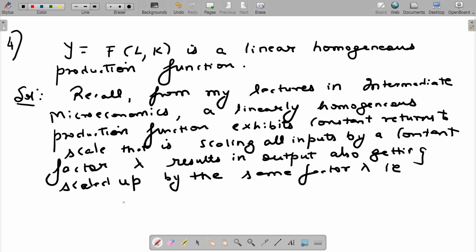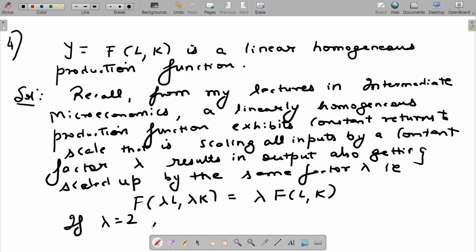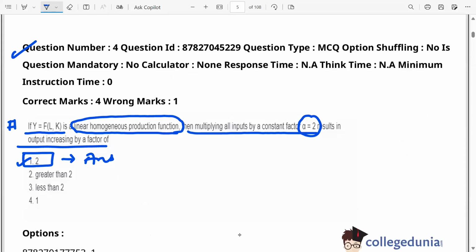That is, I can write that if the production function is exhibiting constant returns to scale, f of lambda L, lambda K is just lambda times f of L, K. So if lambda is equal to 2, I can say that f of 2L, 2K will be just 2 times f of L, K. That means if I double my capital and labor, my output will also exactly double. This is the property of constant returns to scale. Okay, so I hope students have understood the explanation. So my correct answer is option 1. If I multiply all inputs by 2, my output will also exactly increase by a factor of 2.